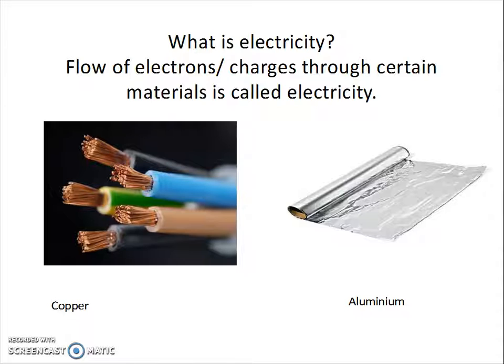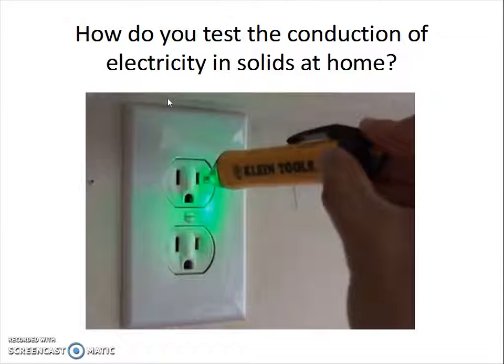Now, once you understand that electricity is passing through these materials, let us try to test the flow of electrons in a solid substance. You can do a simple experiment at home using a tester. A tester is a device which has an inbuilt bulb which glows when you insert it into a plug which conducts electricity. So when you insert the tester into the plug, you could see the glowing of the bulb, indicating the flow of charges.